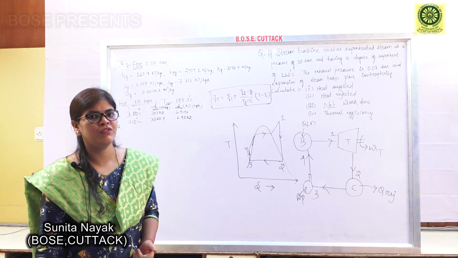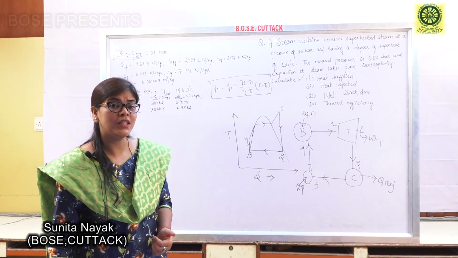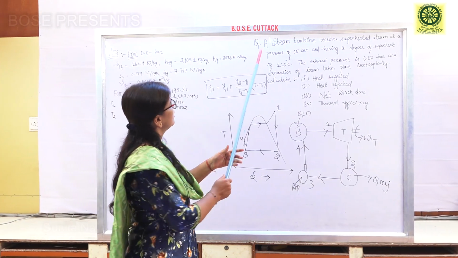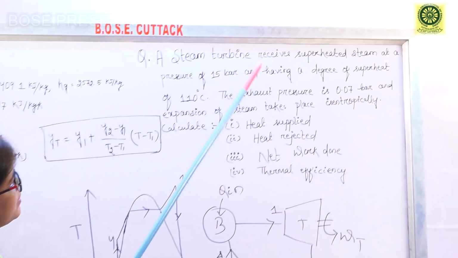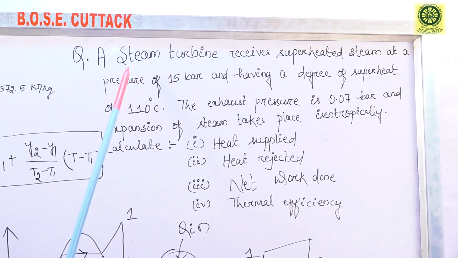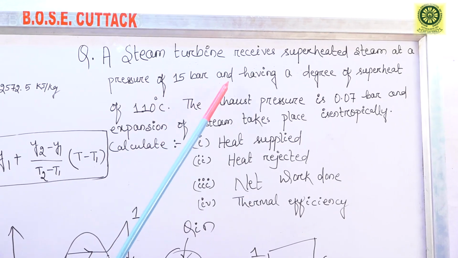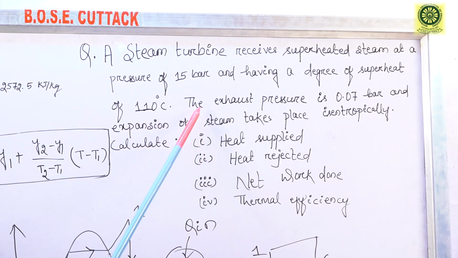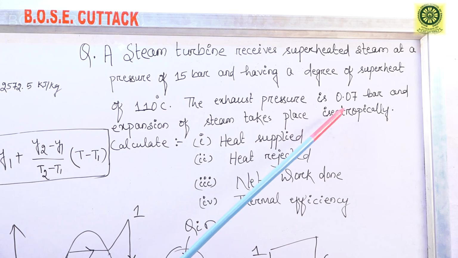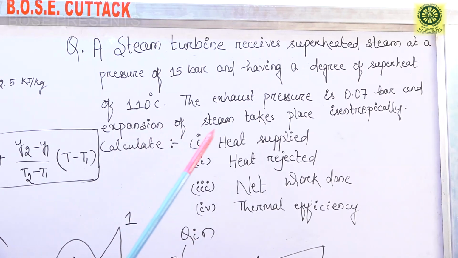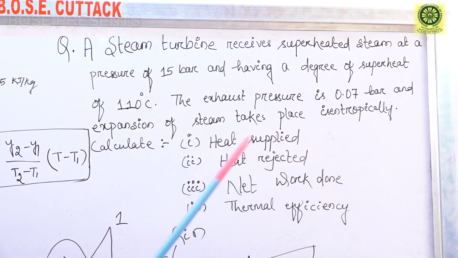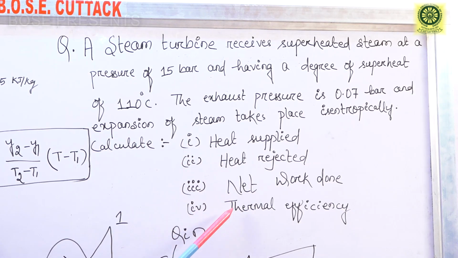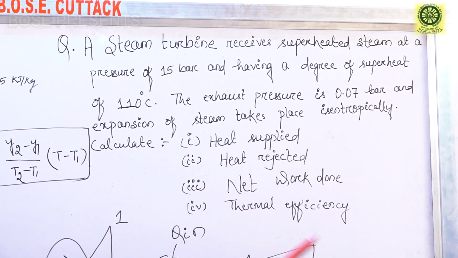I am going to solve one of your previous year questions based on the Rankine cycle. See this question. A steam turbine receives superheated steam at a pressure of 15 bar and having a degree of superheat 110 degree centigrade. Then the exhaust pressure is 0.07 bar and expansion of steam takes place isentropically. Then calculate heat supply, heat rejected, net work done, thermal efficiency. So this is your given question.